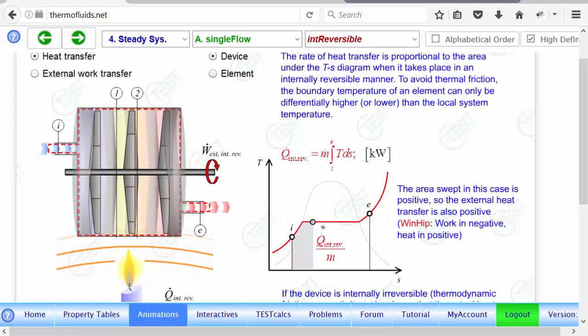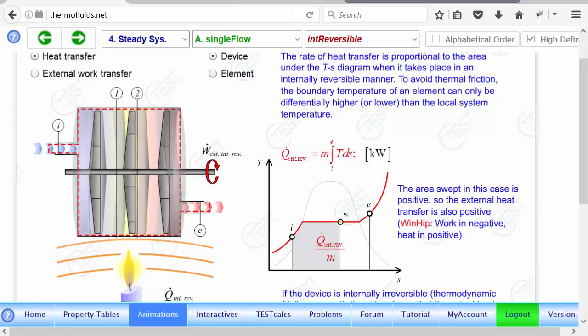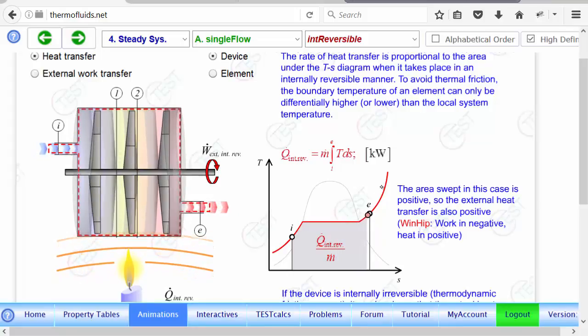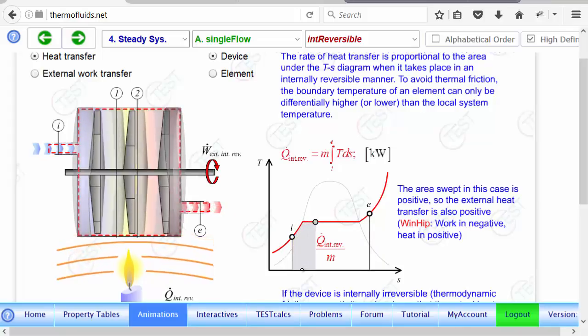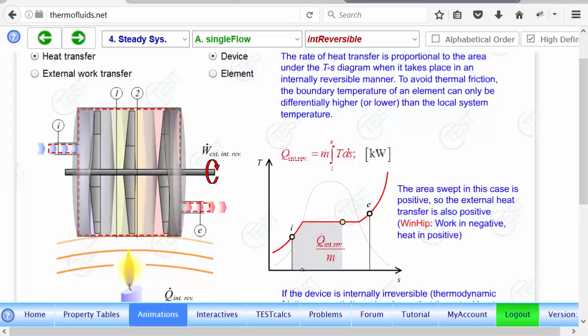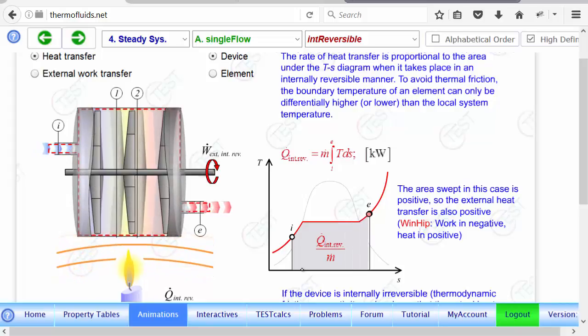So if we integrate this equation, we reach the device. So we reach a very simple conclusion that in a single flow device, if you can draw the TS diagram and you can show where your inlet and exit states are, then the area swept under is proportional to heat transfer. So in other words, this concept doesn't really allow us to solve a problem more easily, but it allows us to visualize a problem. We just look at the TS diagram.